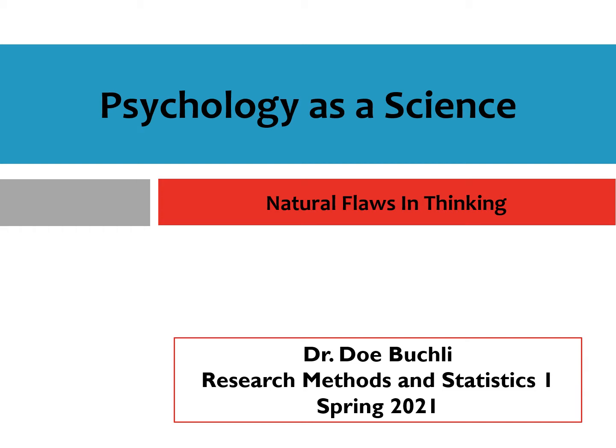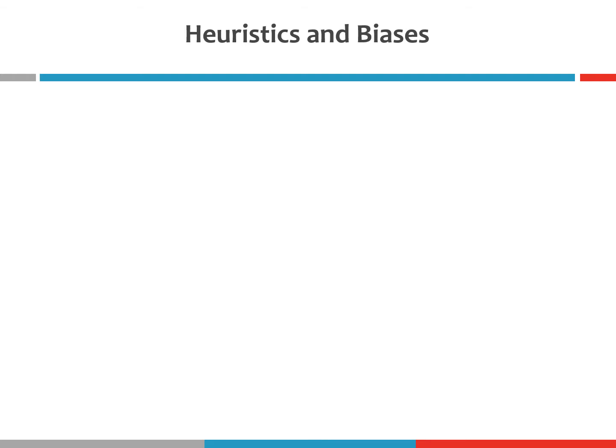So in Module 1 this week we are talking about psychology as a science, and in this particular video our topic is going to be exploring natural flaws in thinking, or the limitations of human intuition. Okay, so before we start talking about the limitations of human intuition as compared to scientific inquiry or the scientific method, it's important to understand what we mean when we talk about heuristics and biases.